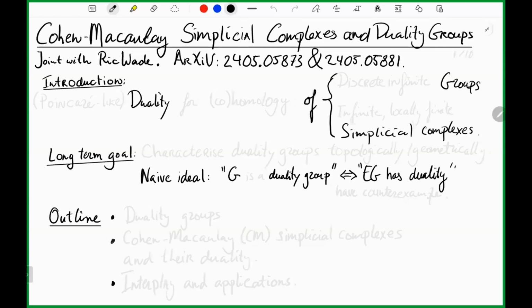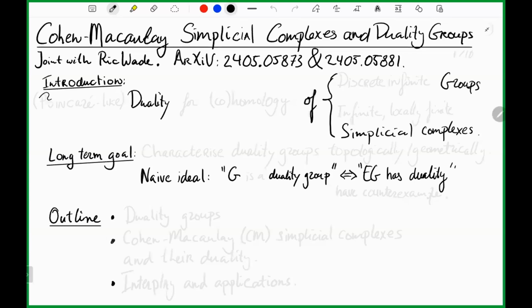week. So I want to talk to you about a project I've been running with Ric Wade, who's a geometric group theorist, and the overall theme of the project is to make some tools from algebraic topology more accessible to geometric group theorists.